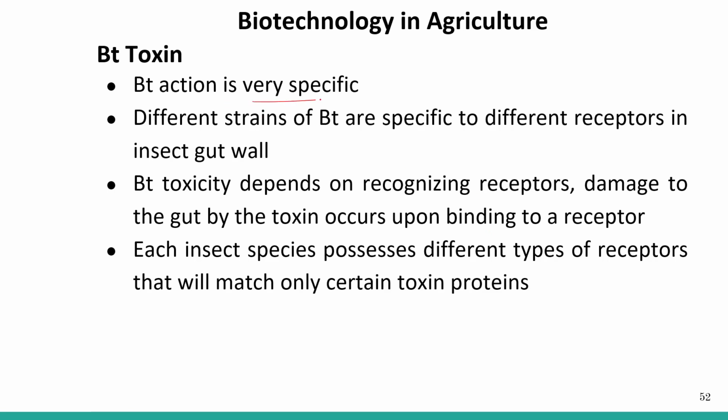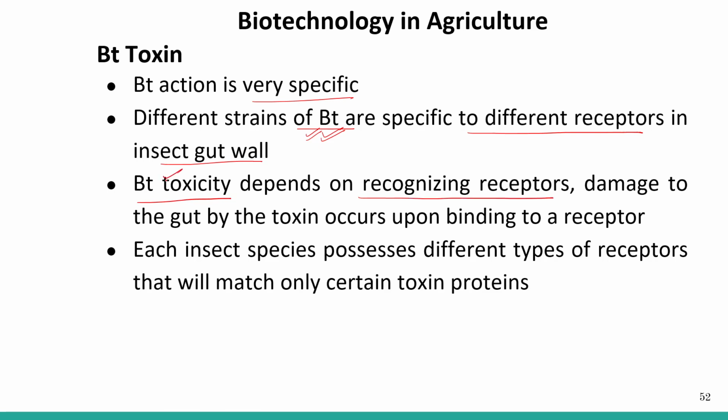BT action is very specific. Different strains of BT are specific to the different receptors in the insect gut wall. The receptor which we talked about in the case of BT cotton is cadherin, but this is very specific. There are 200 different types of toxin, so they will have different receptors in the intestine gut wall. BT toxicity depends on recognizing receptors.